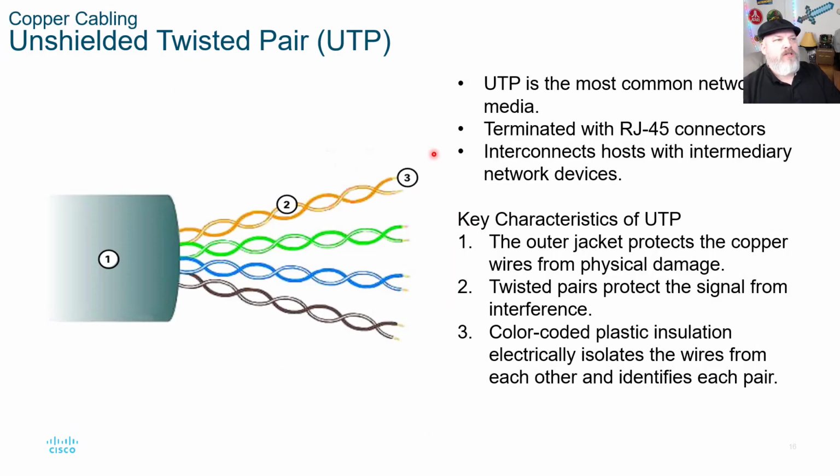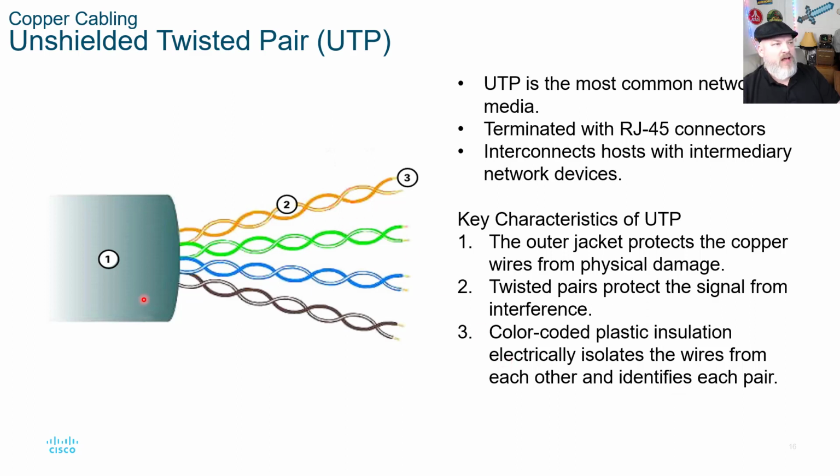Now, unshielded twisted pair is the most common networking media. It's the most inexpensive because it doesn't have shielding, just the plastic sheathing and then the wires. It's terminated with an RJ45 connector, and it interconnects hosts with intermediary network devices. The key characteristic is that the outer jacket protects the copper wires from physical damage, twisted pairs protect the signal from interference, and color-coded plastic insulation insulates the wires from each other.